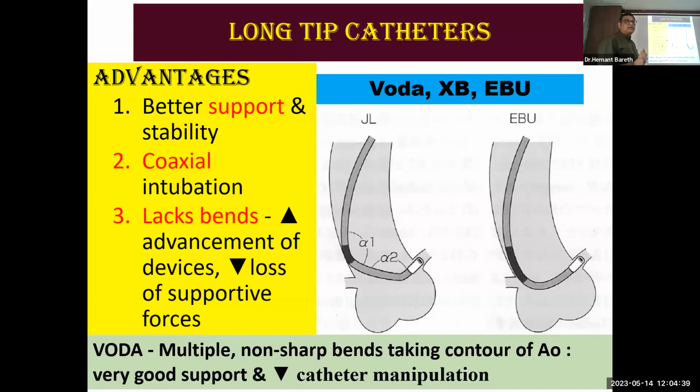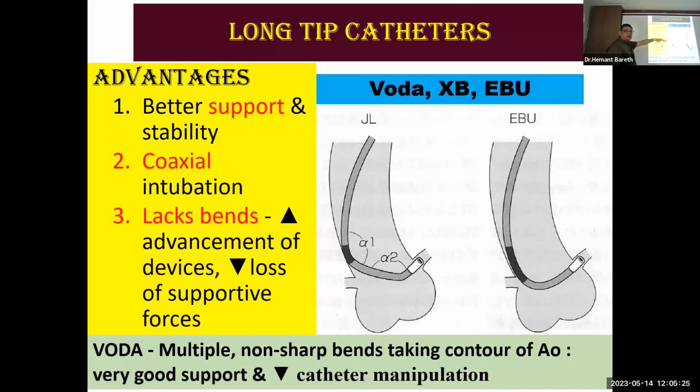Little bit about the long tip catheters as well. So long tip catheters, as you know, can give you better support because if this part fits in, then support will be better. If only this part fits in, naturally you can see support is less. And it can come out again and again of the ostium. Then obviously it can lead to coaxial intubation, and because it lacks bends, advancement of devices will be much better. Especially this Voda catheter. It has got multiple short, non-sharp bends, which take the contour of the aorta. So there are many non-sharp bends like this. So there are continuous bends.